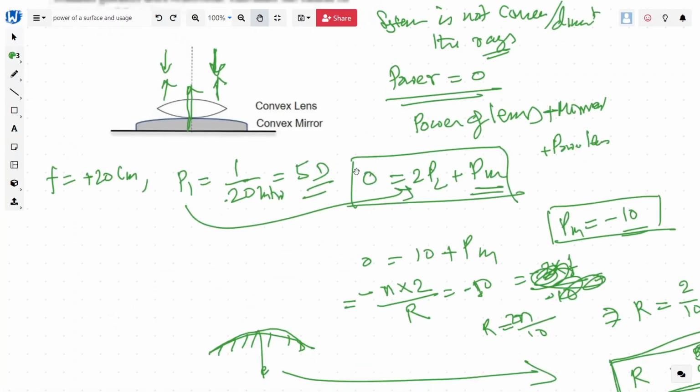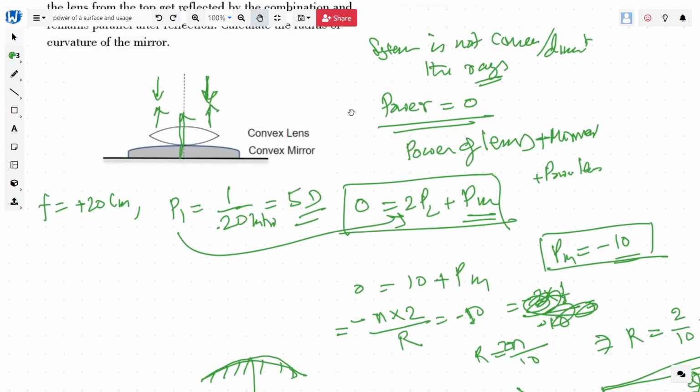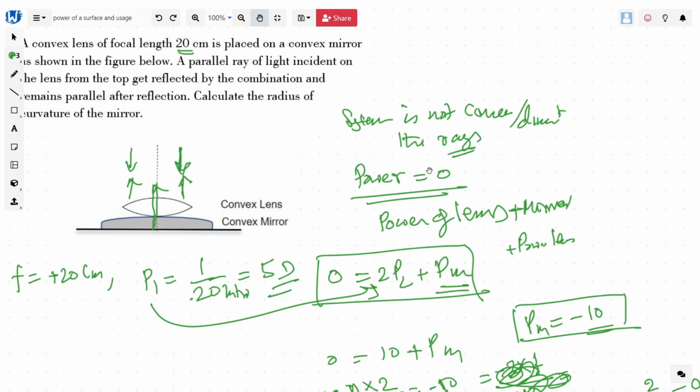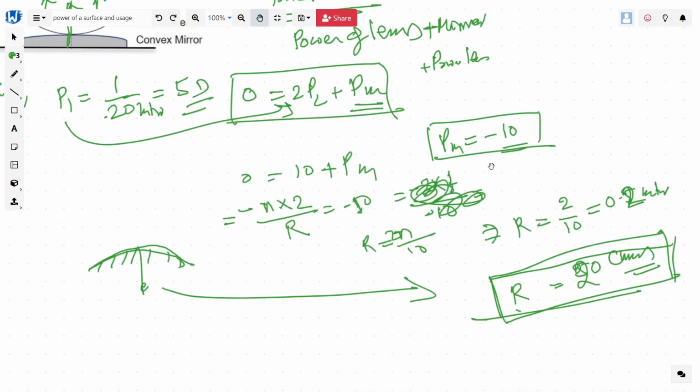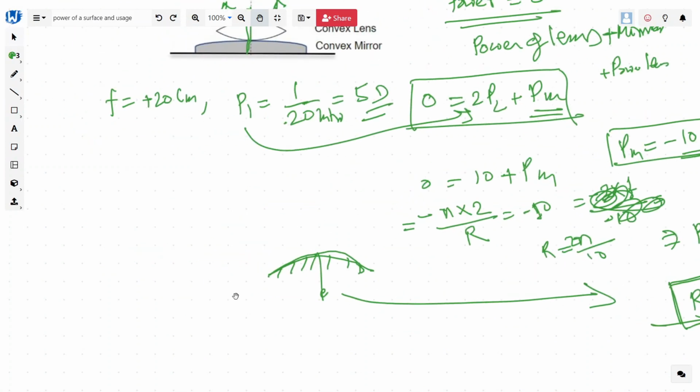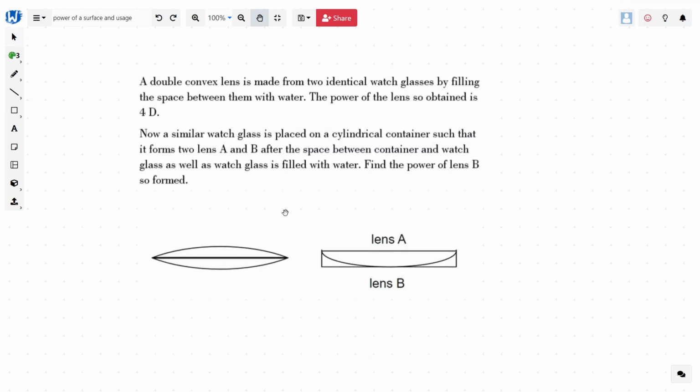Think about how we solved the problem. We basically first wrote down the equation, and by physics we said that because there is no sort of convergence or divergence of the ray, the power is 0. So we added up the power for the system, and we made sure that we add the power for the lens twice, because the ray is passing twice through the lens, and once for the mirror. And we said that because it is 0, we can also very easily calculate the power of the convex lens, and then we plug in the numbers to get the power of the mirror. And by using this simple equation for the mirror, we were able to arrive at the radius of curvature of the convex mirror, right? Now let's do another problem.